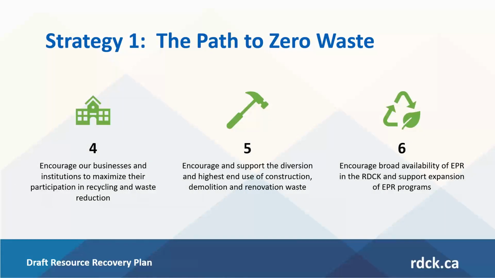The fourth set of actions would be to encourage our businesses and institutions to maximize their participation in recycling and waste reduction. The fifth set of actions would be to encourage and support the diversion and highest end use of construction, demolition, and renovation waste. Sixth, to encourage broad availability of extended producer responsibility programs in the RDCK and support expansion of EPR programs such as paint and light bulbs, etc.